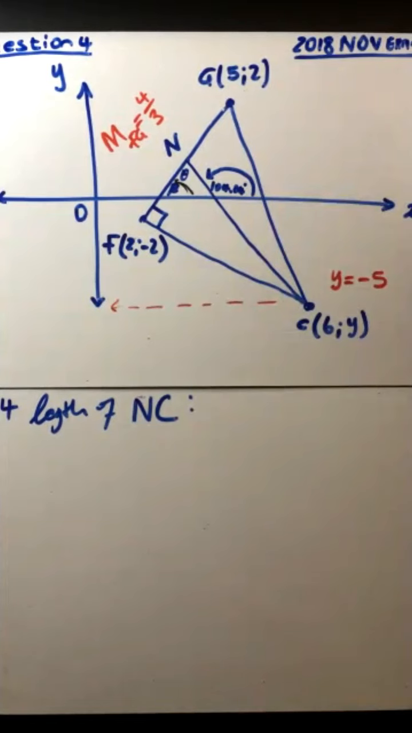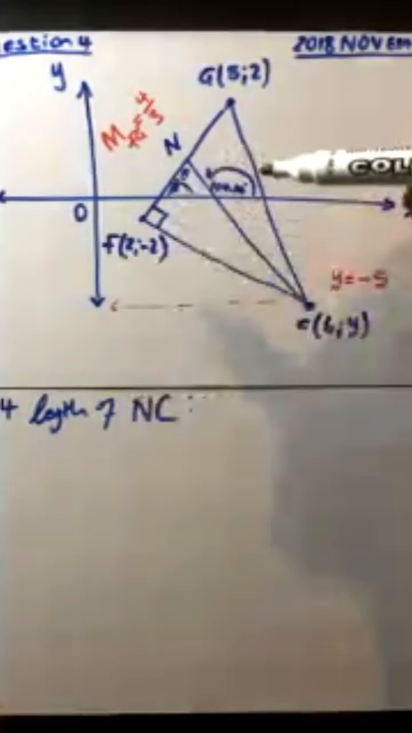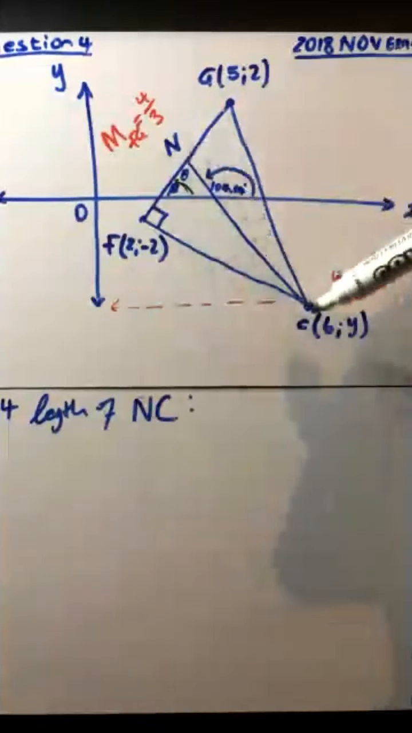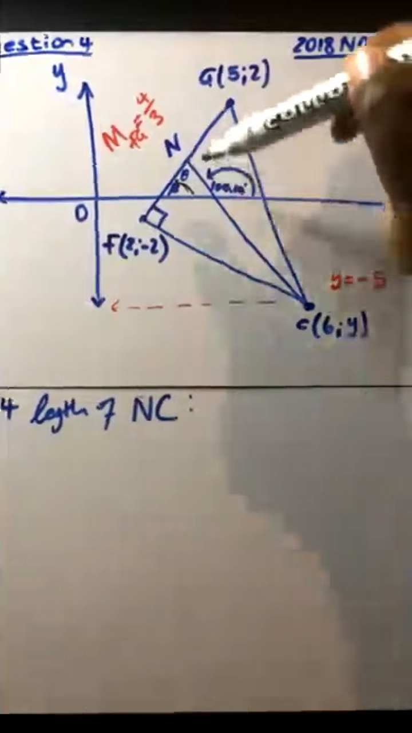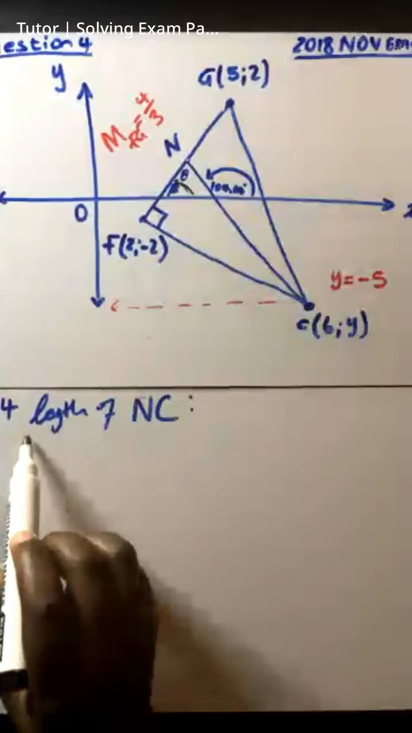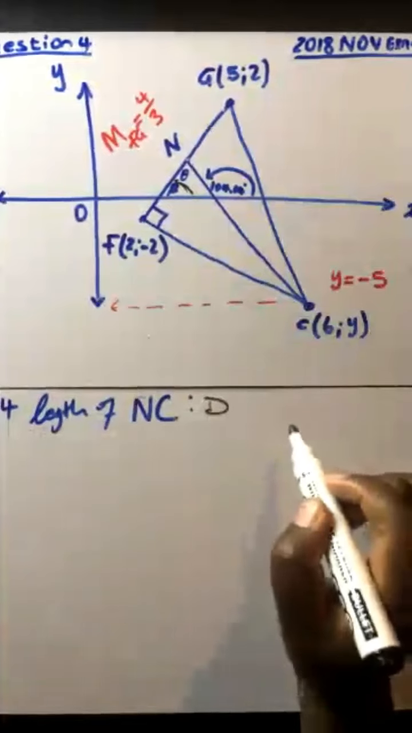So I don't have an idea. But you do understand what the question wants you to calculate, isn't it? Yes. Okay, 100%. So now what they want you to calculate is the length of NC. So they want to know the length from that point to that point. And we already know that the moment they talk about the length, we think of the distance formula.